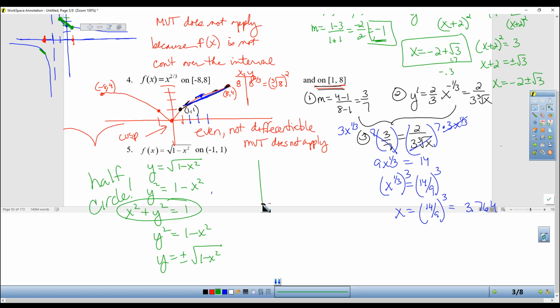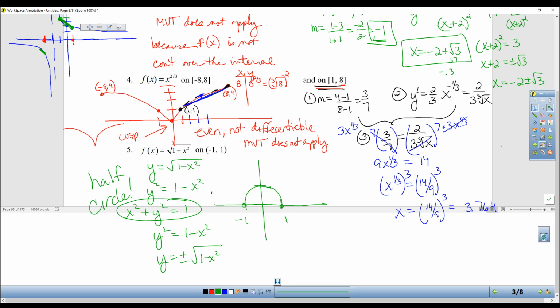Okay? This graph from -1 to 1, it's a circle of radius 1. It is a function I'd like you to start to recognize. A number, especially a perfect square number, minus x squared. This represents a half circle. So it looks like this. So notice that they have open circles there.